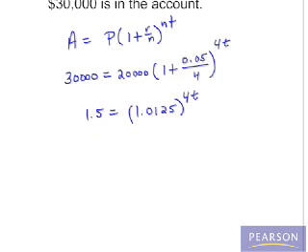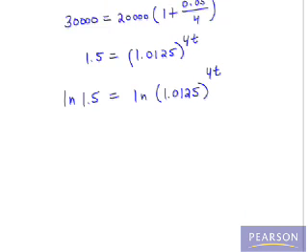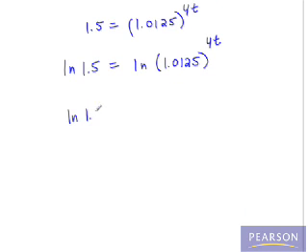Now we're ready to change this into a logarithm statement. So we're going to take the natural log of both sides of this equation. So we have the natural log of 1.5 equals the natural log of 1.0125 raised to the 4t power. On the left hand side we still have the natural log of 1.5. On the right hand side, the power property for logarithms says that we can bring the exponent down in front of the logarithm.